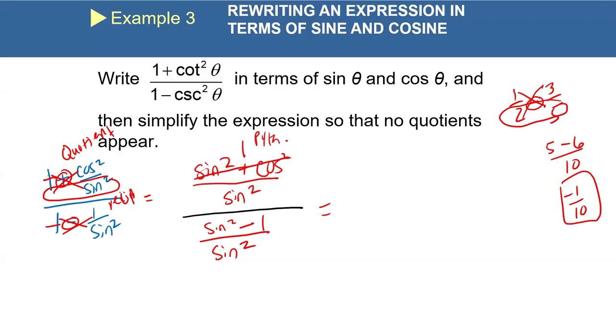And how do we divide fractions? Keep, change, flip. So I'm going to keep 1 over sine squared. I'm going to change from division to multiplication. And then I'm going to flip sine squared over sine squared minus 1. And what do you notice happens? They cancel. So we're left with 1 over sine squared minus 1.